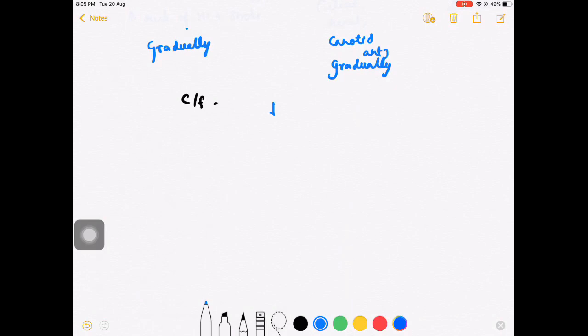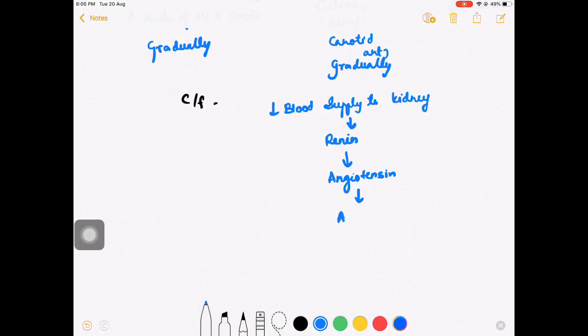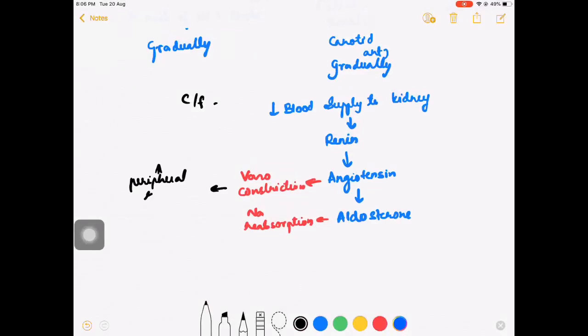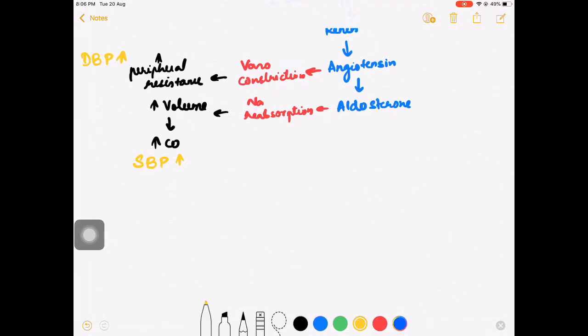Coming to the clinical features, the main clinical feature is due to decreased blood supply to the kidneys. It stimulates renin production. This renin in turn stimulates angiotensin, and it further stimulates aldosterone. Angiotensin causes vasoconstriction of the arteries, whereas aldosterone causes sodium reabsorption. Because of vasoconstriction, the peripheral resistance, that is the resistance to blood flow, increases. Because of sodium reabsorption, water also gets reabsorbed, which results in hypervolemia, increased volume, which results in increased cardiac output. Increased peripheral resistance causes increased diastolic blood pressure, and increased cardiac output causes increased systolic blood pressure.